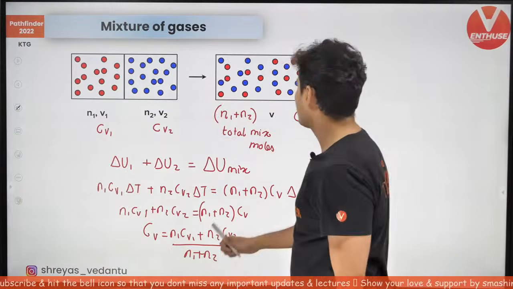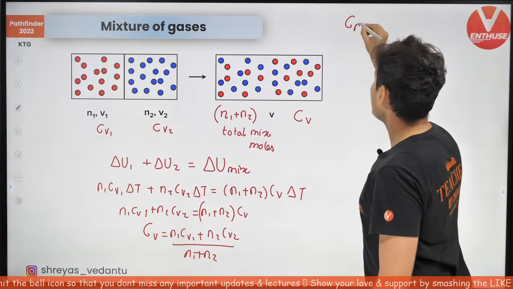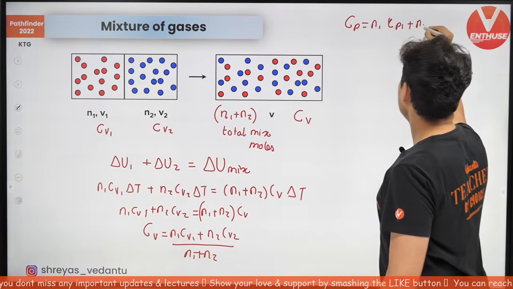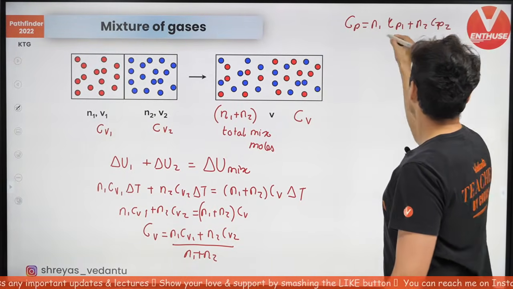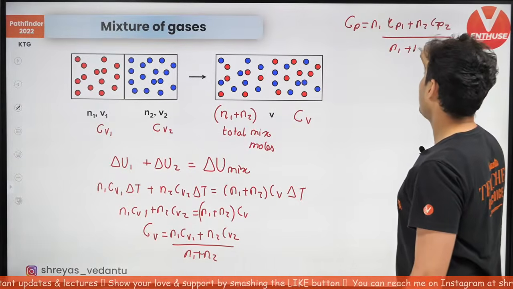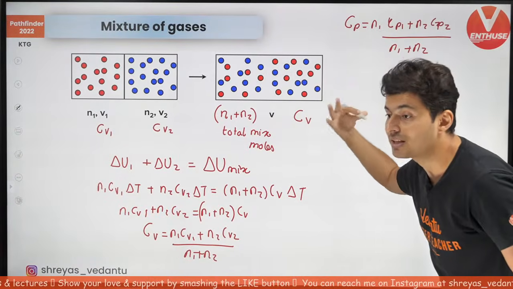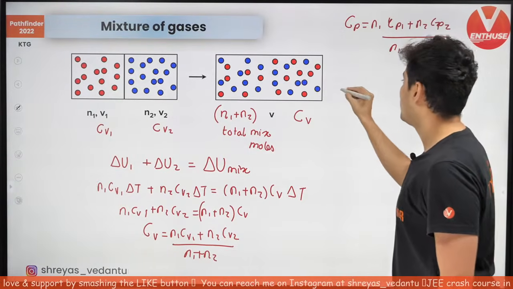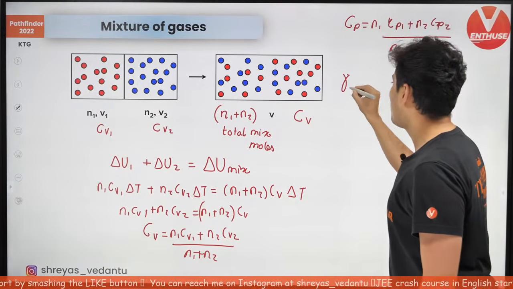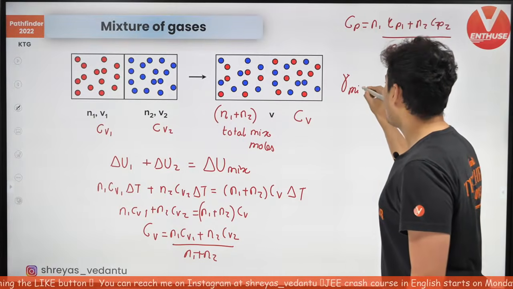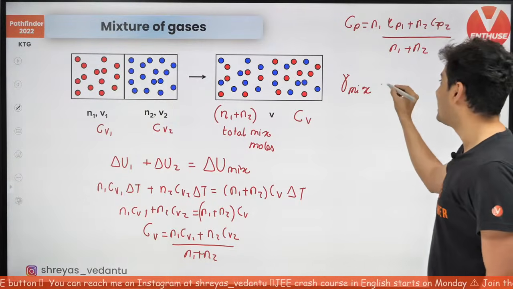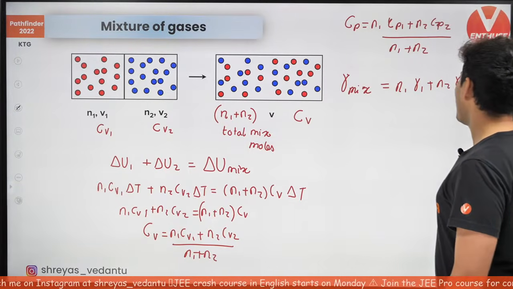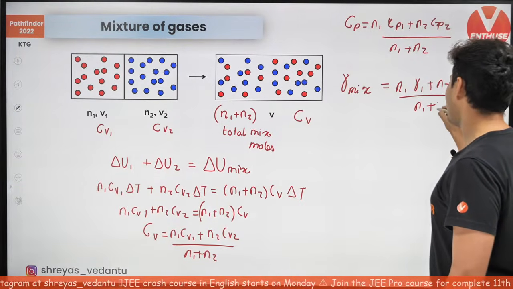Similar logic if you use, you will get Cp equal to (n1 Cp1 plus n2 Cp2) divided by (n1 plus n2). This is the Cp of the mixture. And lastly, if you take the ratio of the two, you will get gamma of the mixture. Lot of students make this mistake and they write gamma of the mixture is (n1 gamma1 plus n2 gamma2) upon (n1 plus n2).